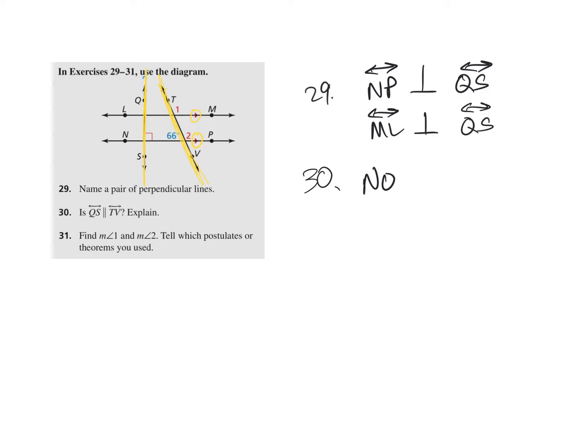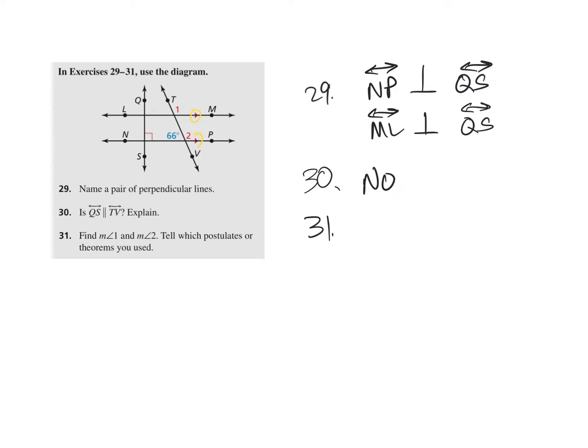It's because if they're parallel, the consecutive interior angles have to add up to 180. And 90 and 66 do not add up to 180. And then 31, the measure of angle 1, so let's erase some of this. The measure of angle 1 and the measure of angle 2, we're finding both of those. Tell which postulates or theorems are used.